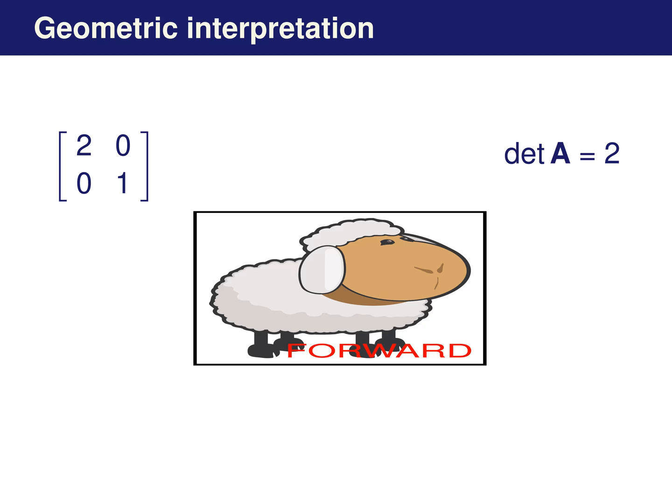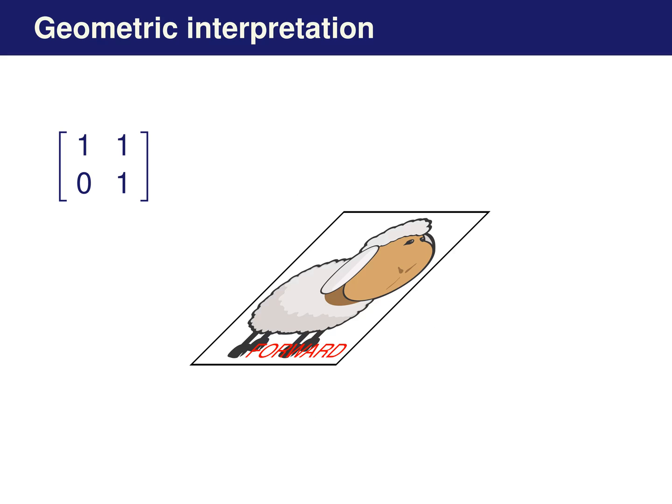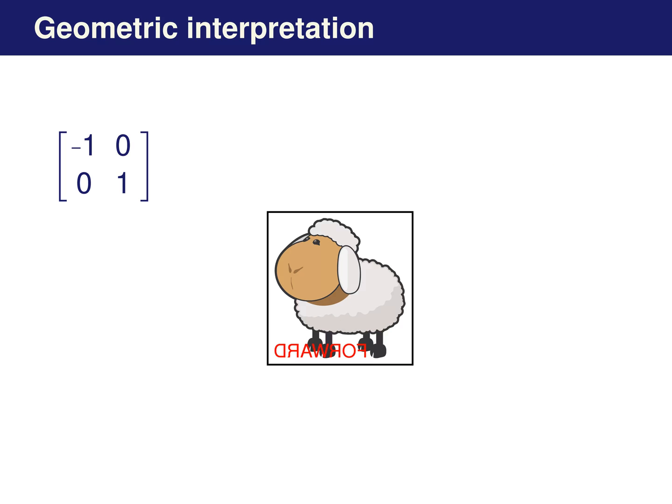The determinant is 2. The 2-2 diagonal matrix doubles the length of the sheep in both the x and y directions. The area is quadrupled, and the determinant is 4. The 1-1-0-1 matrix shears the sheep, like a deck of cards, so the volume is preserved. The determinant is 1. The -1-0-0-1 matrix reflects the sheep about the y-axis. Since the orientation changes but the area stays the same, the determinant is -1.